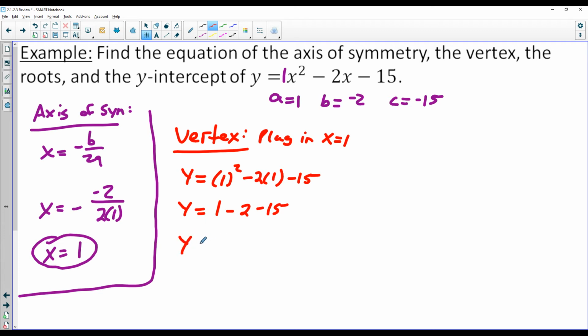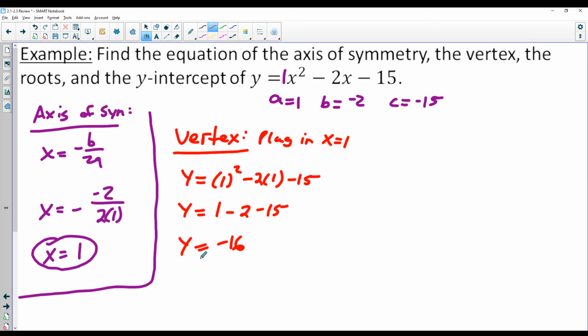So really what we have is y equals 1 minus 2 is negative 1, minus 15 is negative 16. Now the vertex is a point where we have an x and y value. We set our x value as 1, and our y value is negative 16, right? There we go.